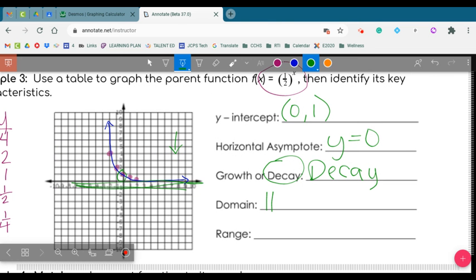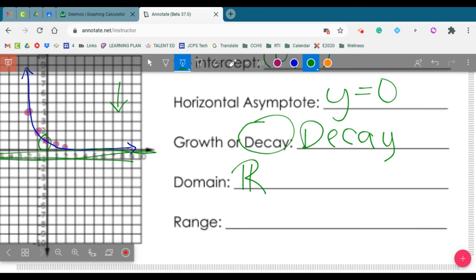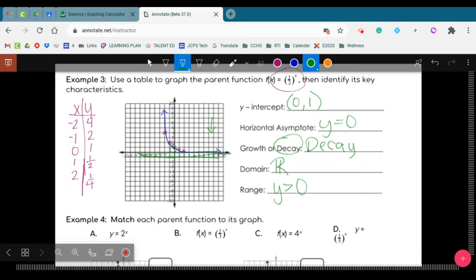Domain is going to be all real numbers, since our x value is always decreasing. So now our y. Our line is bigger than 0, so y is greater than 0. Okay, let me know if you guys have any questions on that. Let's go on to the next problem.